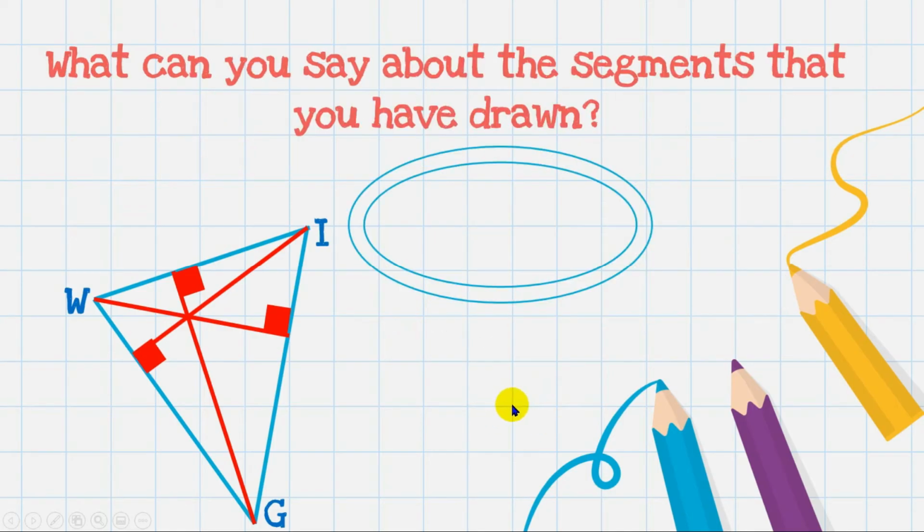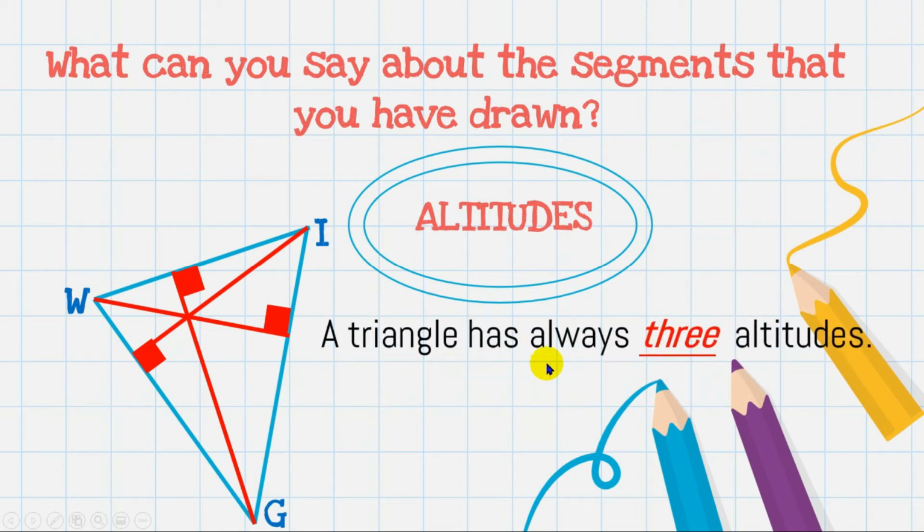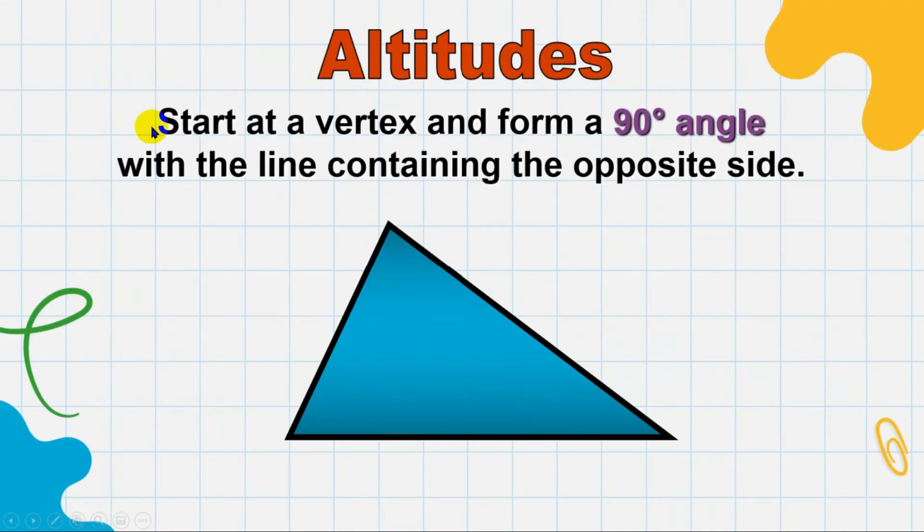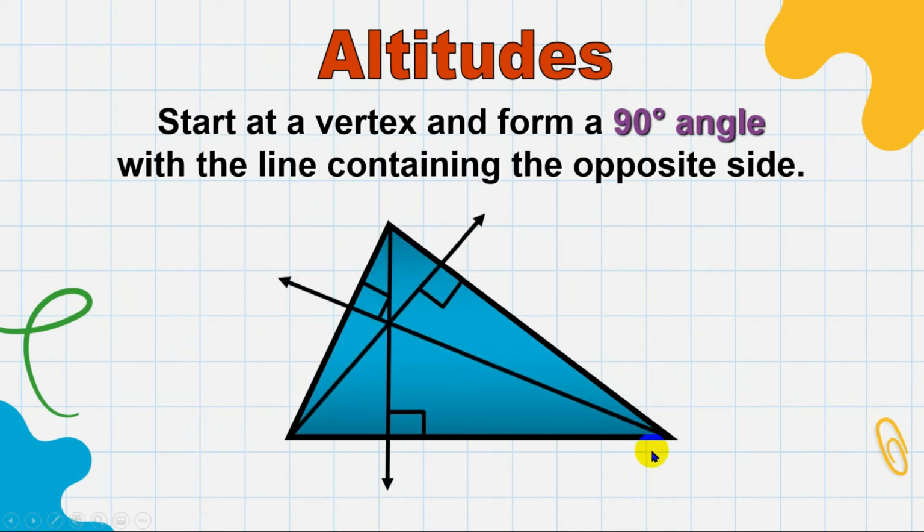Okay, so again, yung na-form po natin na line segments na yan, from the vertex up to the side opposite to it, and they are perpendicular, ang tawag natin dyan ay altitudes. Okay? Altitudes or the height of the triangle. A triangle has always 3 altitudes. Okay, so ano ulit ng altitudes? It start at a vertex and form a 90-degree angle with the line containing the opposite side. From the vertex to the opposite side. Ayan, malinaw yung ating arrow dito. From the vertex to the opposite side.